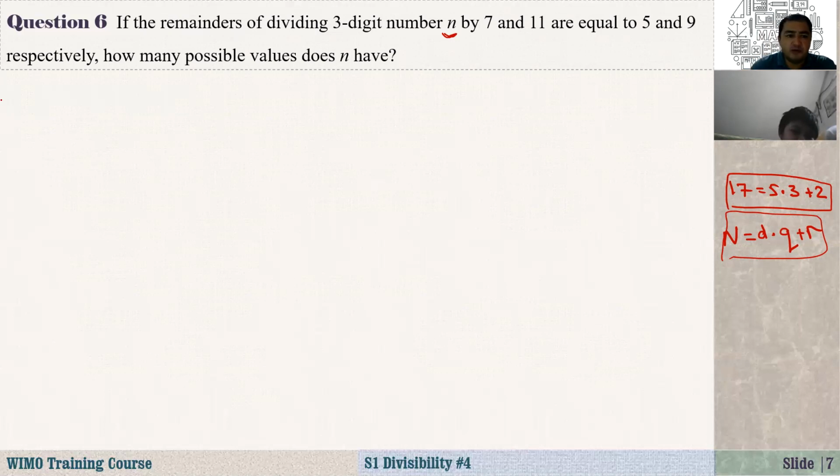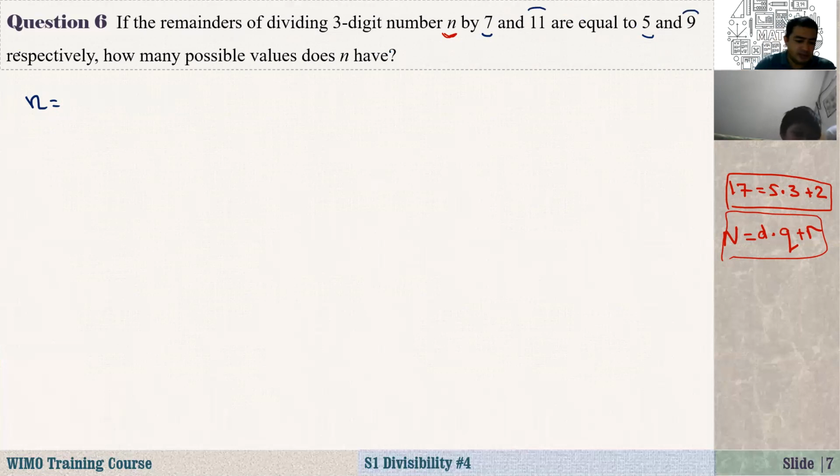So in a similar way, I'm talking about this n, and it is saying that when we divide by 7, the remainder is 5. When you divide by 11, the remainder is 9.